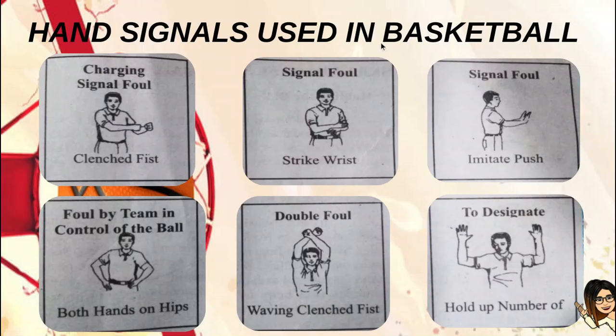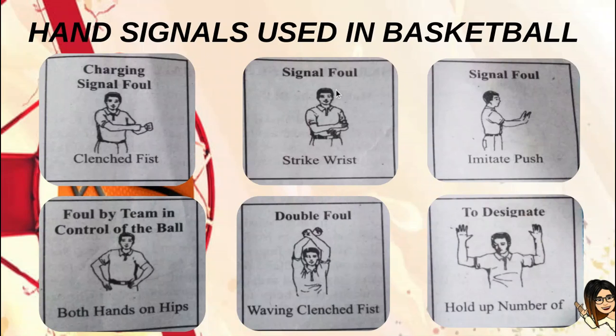First is the charging signal foul. What is this? All you have to do is to clench your fist. Okay, signal foul, charging signal foul again. So you just clench your fist, just like that, with your right hand going to the left, and then clench your fist.